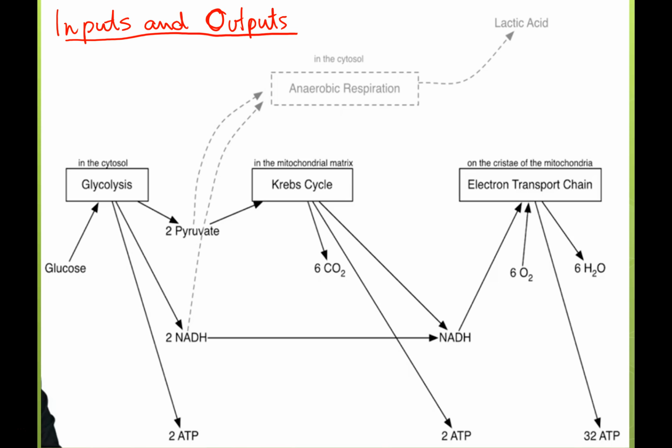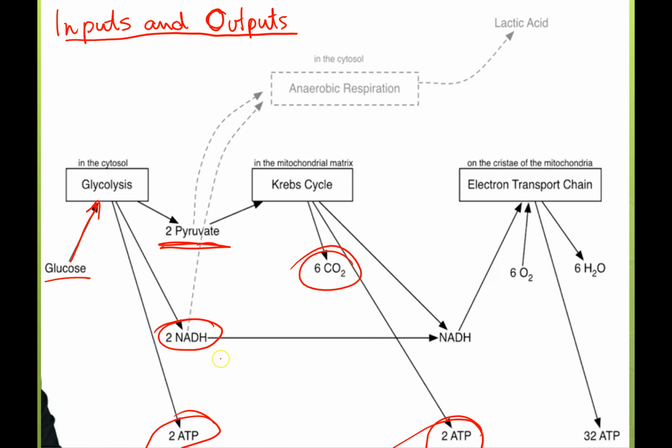Overall, the inputs and outputs can be visualized here. So the first input of cellular respiration is glucose. Inside of the cytoplasm, we have glycolysis happen, so the breakdown of glucose. We get 2 ATP out of this. We get some loaded NADH coenzymes, and we also get 2 molecules of pyruvate, which actually get used up in the Krebs cycle, which happens in the mitochondrial matrix, and we get 6 carbon dioxide coming out of this. We also get a tiny little bit of ATP, but that actually gets used up by the cell.